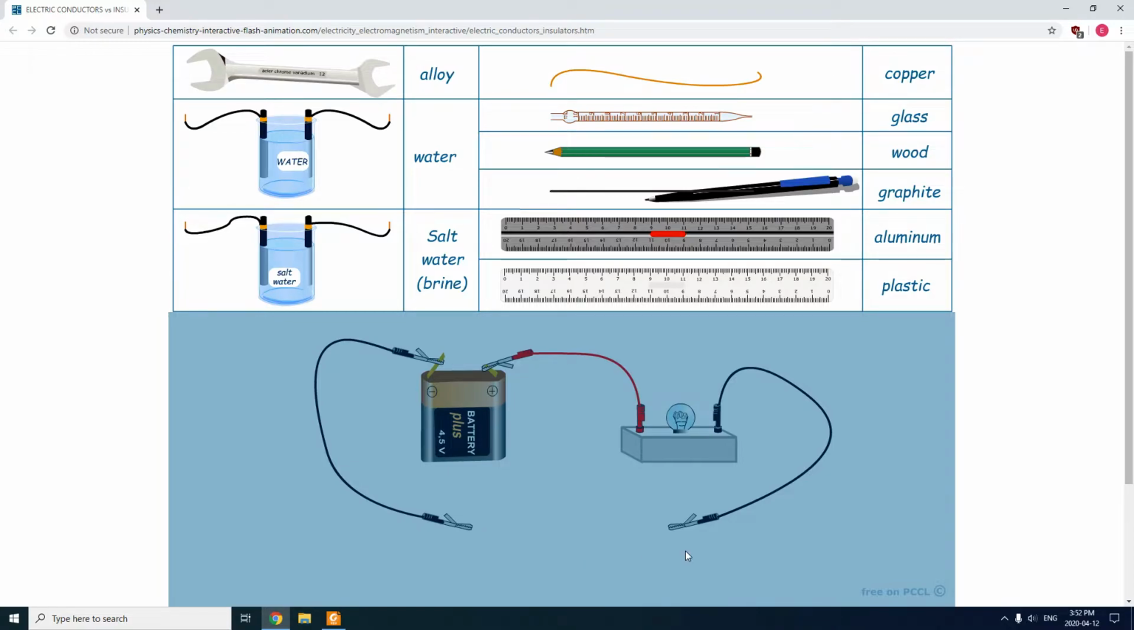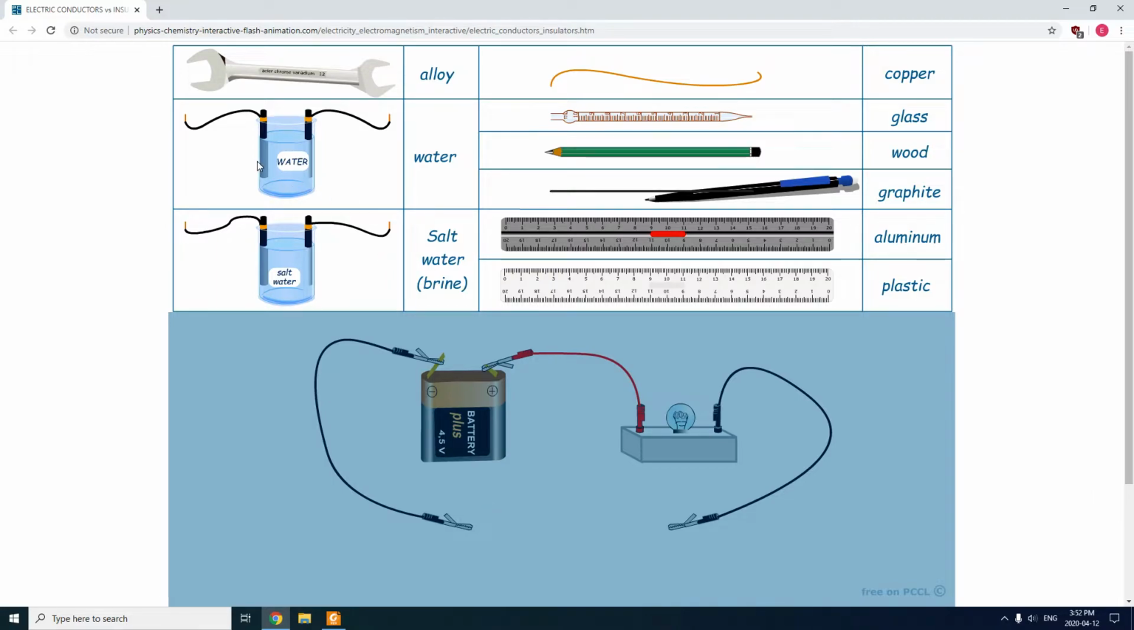In this case, there's a big gap. So the light is not on because there's no pathway for the electrons to flow from one end of the battery to the other. So the light is not turned on. In this case, we would say that air is actually an insulator. Electrons do not just normally flow through air.